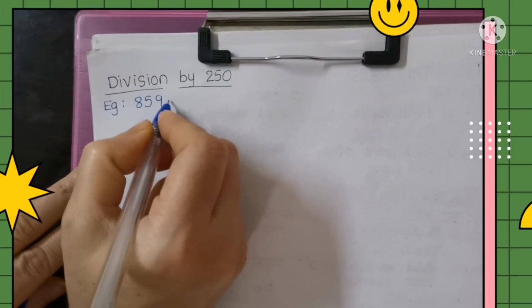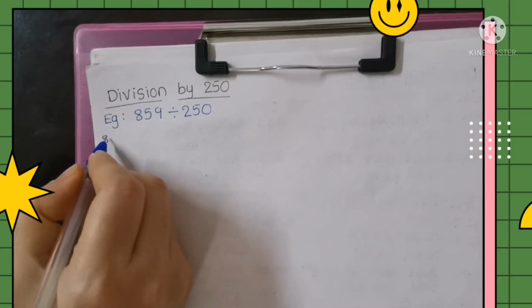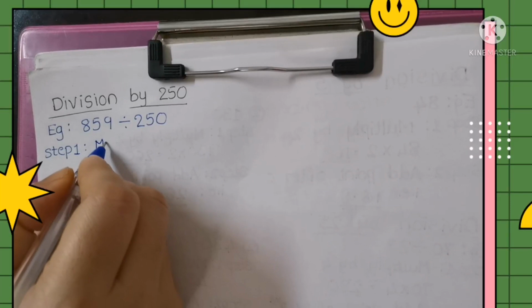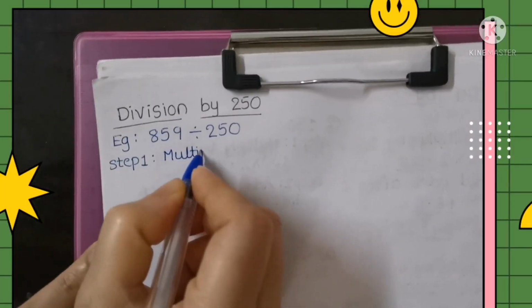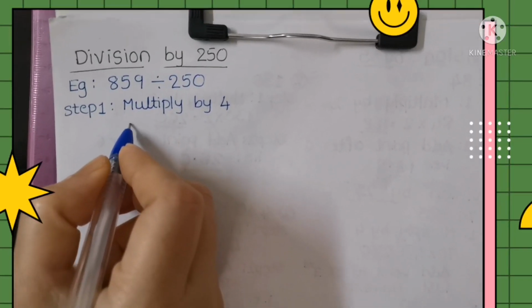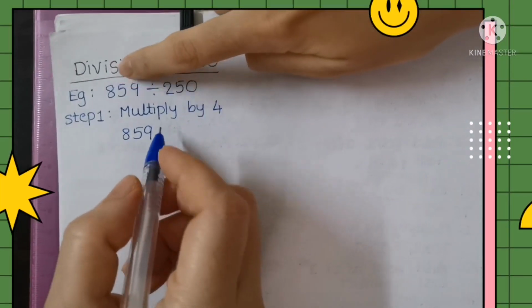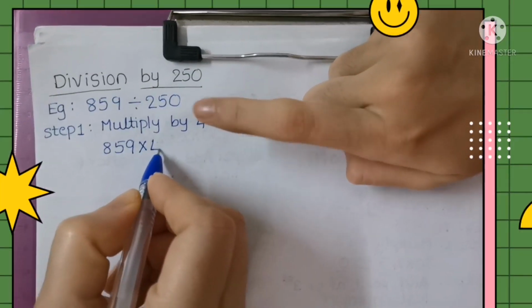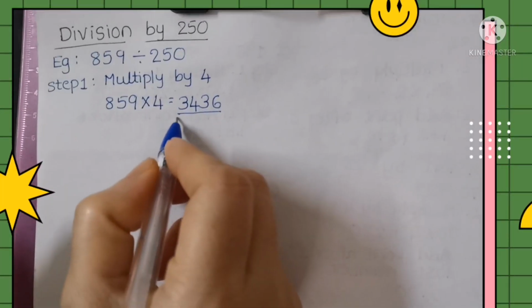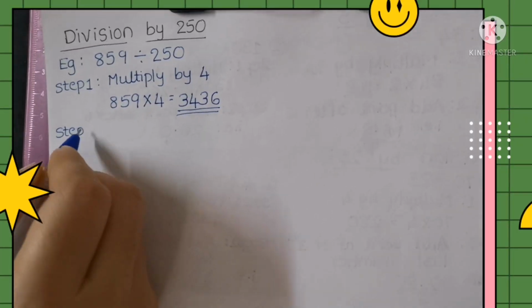So let's take an example. 859 divided by 250. So in our first step, we have to multiply the number with 4, as we did in 25. We have to do the same. We have to multiply the number 859 with 4. So multiplying 859 with 4, we get the answer as 3436.